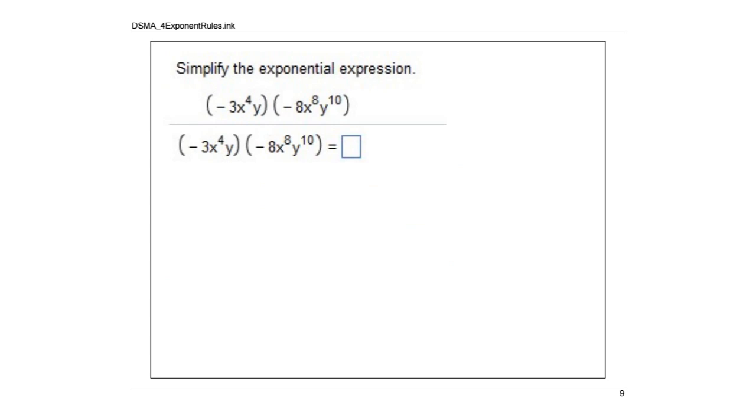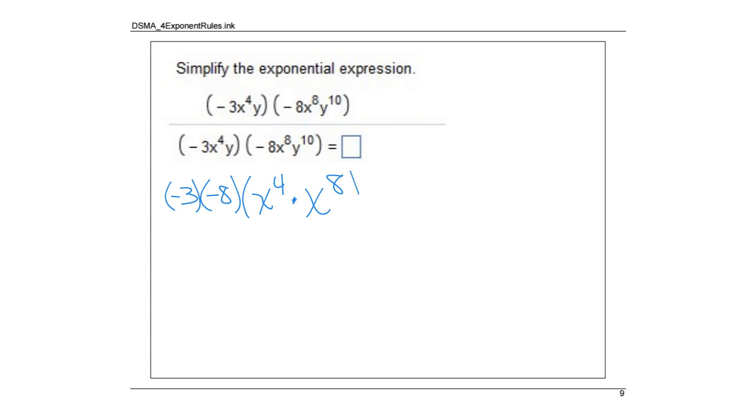Okay, another crazy looking one. But this is all multiplication. I know you see negatives, but those are negative numbers. There's nothing in front of it, so it's not subtraction. All right, so me personally, I like to move all of the like items together. So I'm going to come over here and I'm going to put -3 times -8. I'm going to put the x's together here. X to the 4th times x to the 8th.